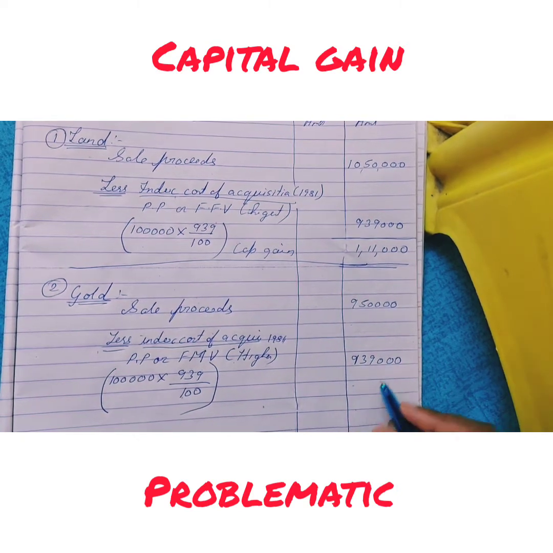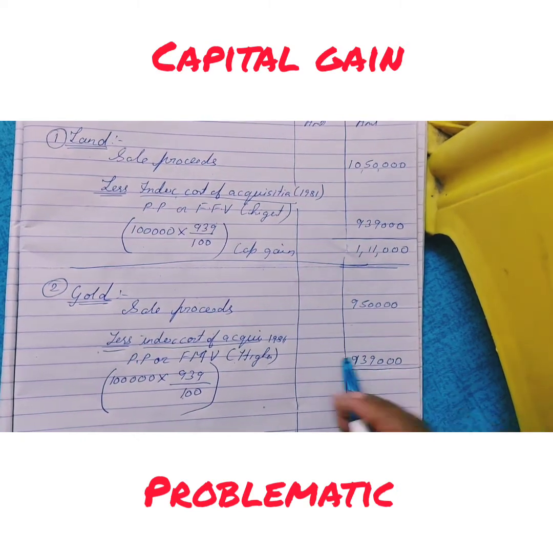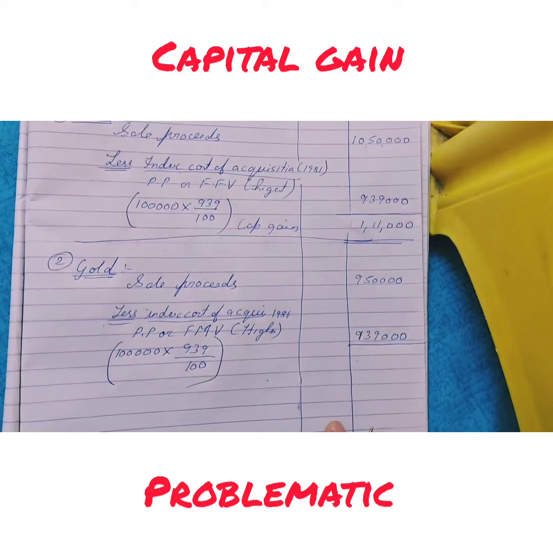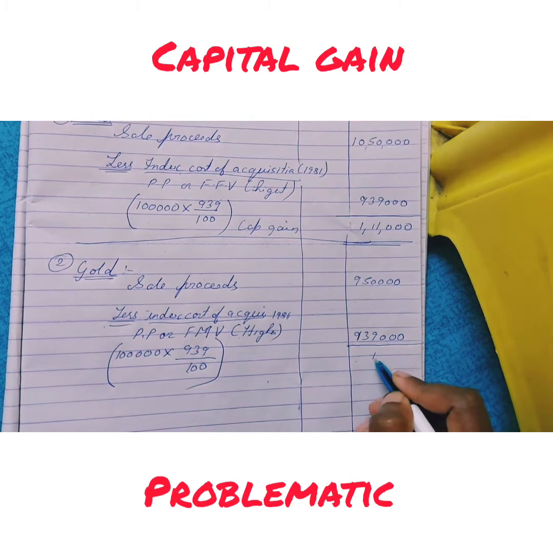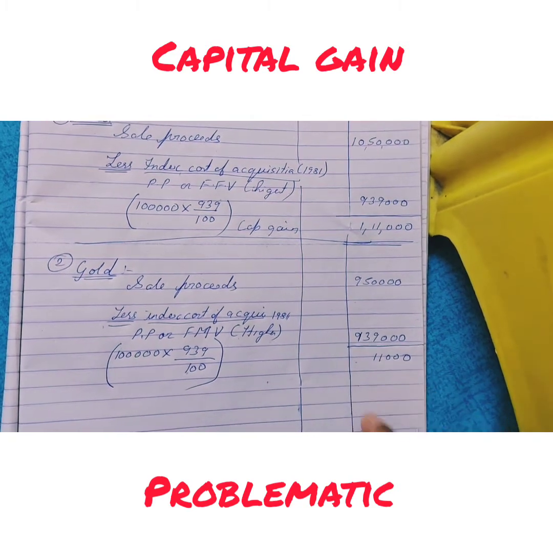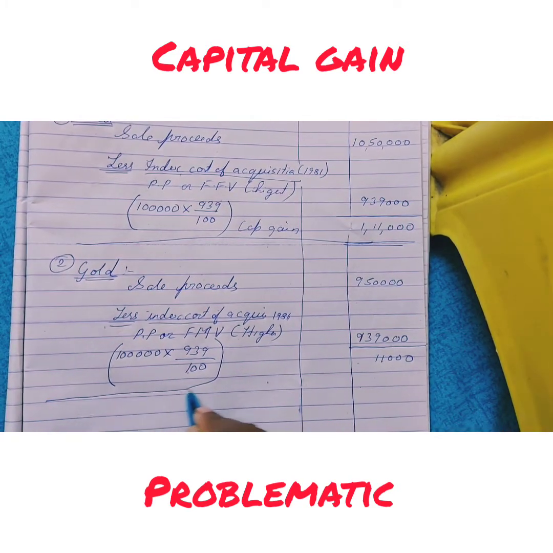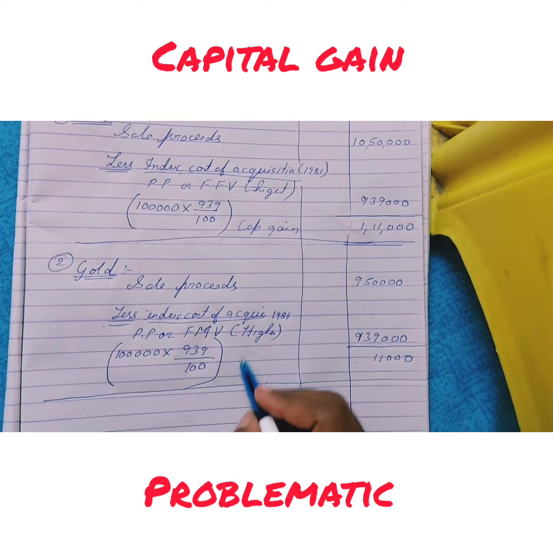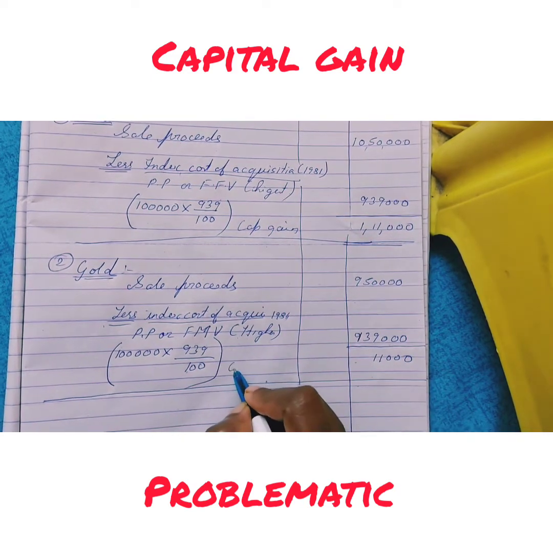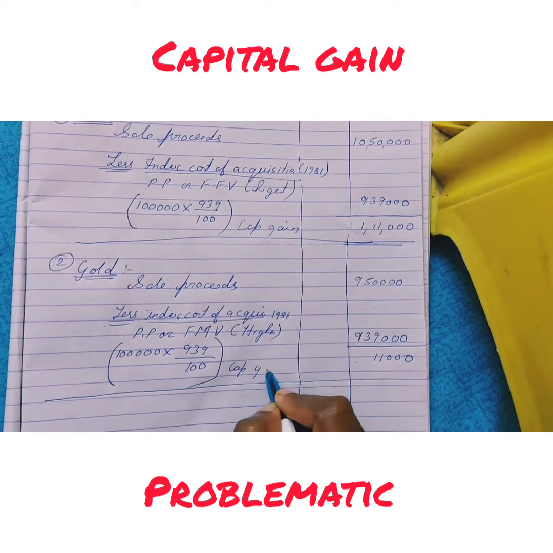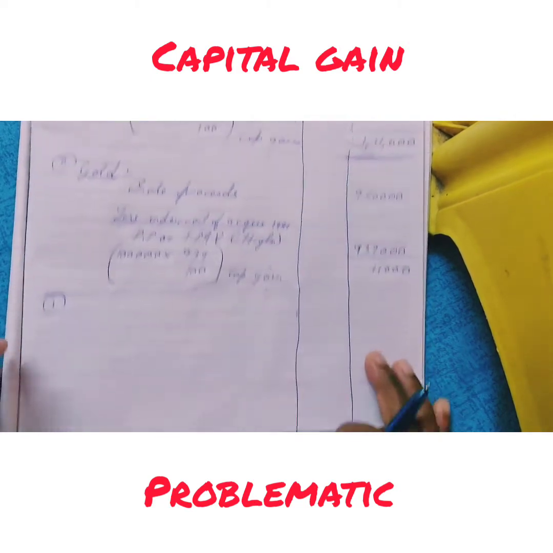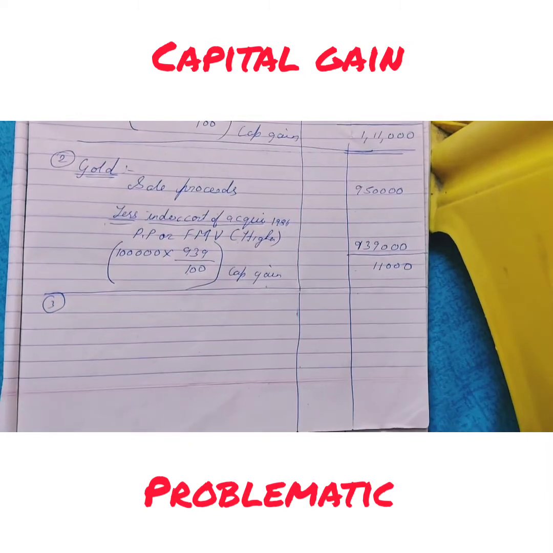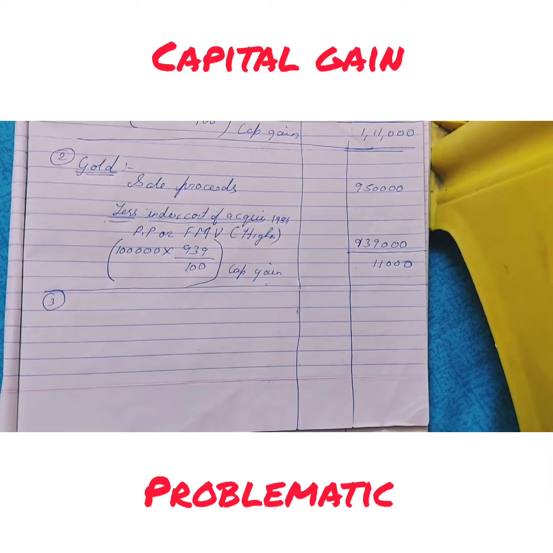After this calculation I got 9,39,000. Again deduct. In this also there is no cost of improvement, so indexed cost of improvement is not calculated. After deducting I got 11,000. This is the capital gain of the second asset. Now the third one is the plant.